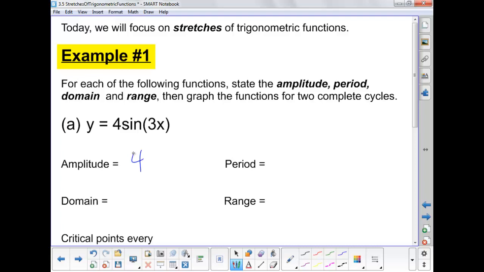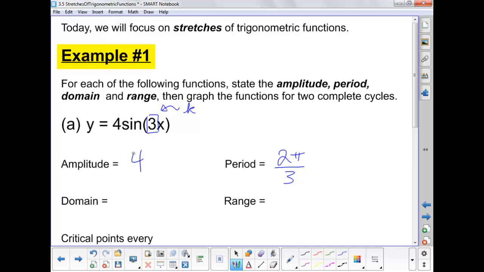Okay. As far as the period goes, what I have to identify here, the 3 in my equation is actually my value of k. So since we now know the formula for calculating period, period should just be 2 pi over k. So in this case, the period's 2 pi over 3.